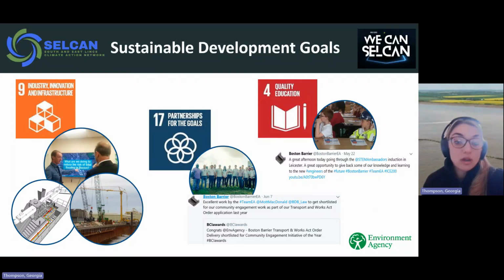So SDG 1, no poverty. That's build the resilience of the poor and those in vulnerable situations. Boston has struggled in the past with issues of deprivation and low wages, and we're hoping that the Boston barrier reduces the exposure of the communities to those extreme climate-related tidal events, and should give communities respite from the psychological impacts and the constant fear of flooding again. Having to rebuild your lives on top of your daily struggles, it's not needed. And we're hoping that it may also help to increase investment in the town, and we're already seeing some positive impacts in places.